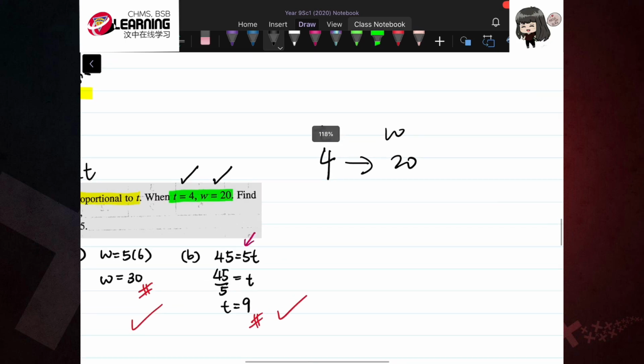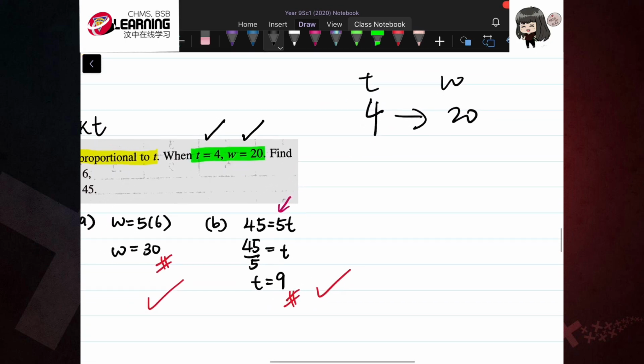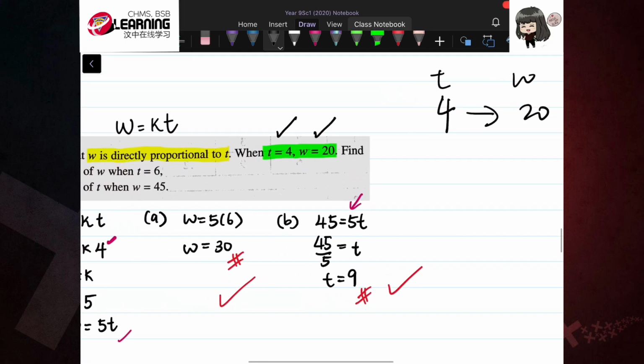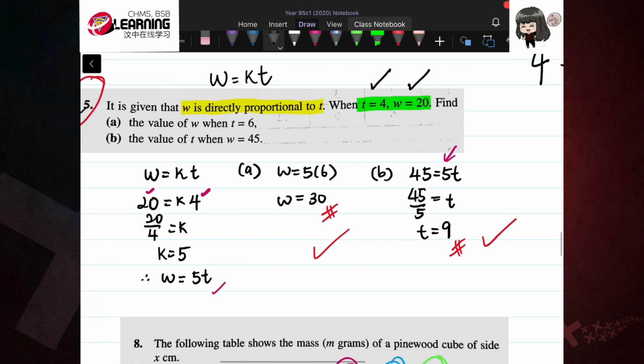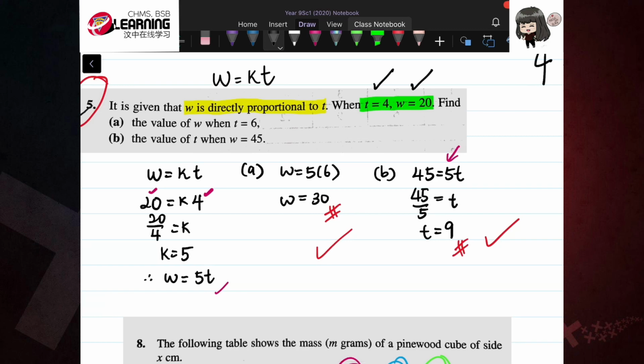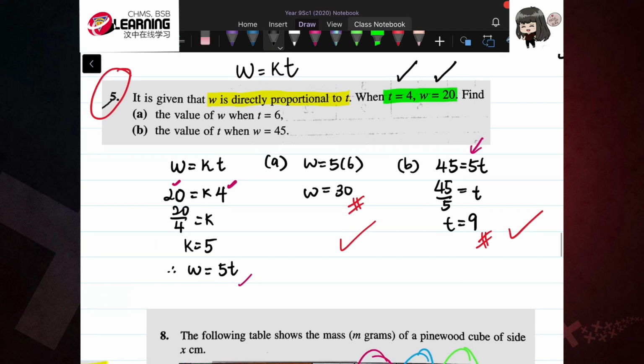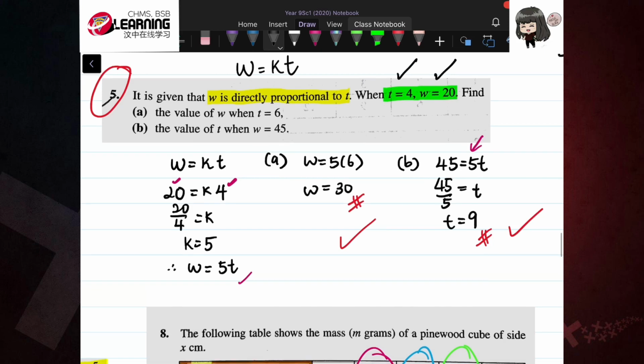If you already do the cross multiply method, I'm not going to discuss how to do it, because you learned this in year 8 already. But I want you to write it one more time in this form. You need to find K, you need to find the equation. I want to see this in your notebook: W equals 5T.